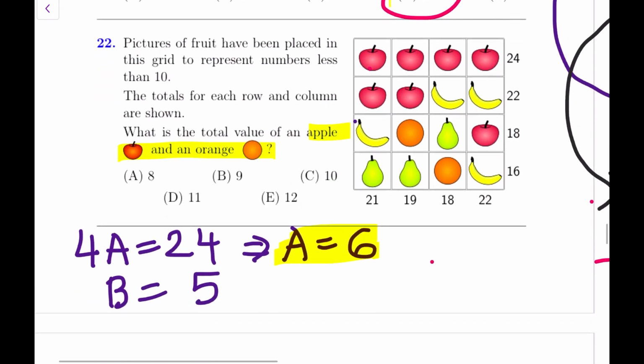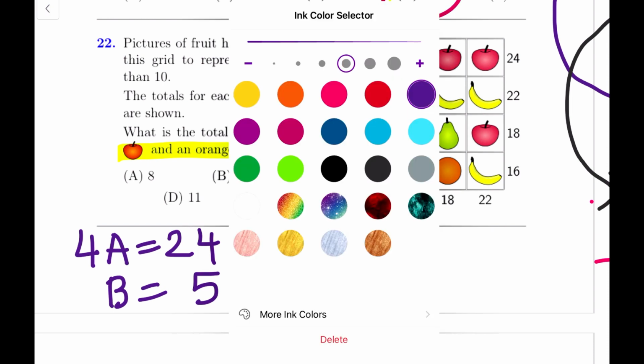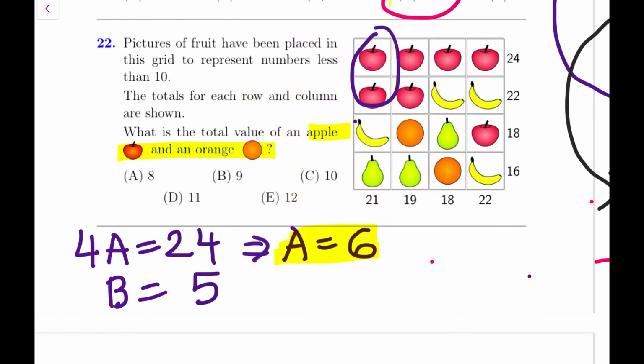All right, coming back. Looking at column number 1, there are apples, banana, and pear. We already know apples and bananas, so finding pear would be easy. 2 apples are 12, 1 banana is 5, so 12 plus 5 is 17, and something more will make it 21. So pear should be equal to 4. Banana was 5. And now we are just left with orange to work out.